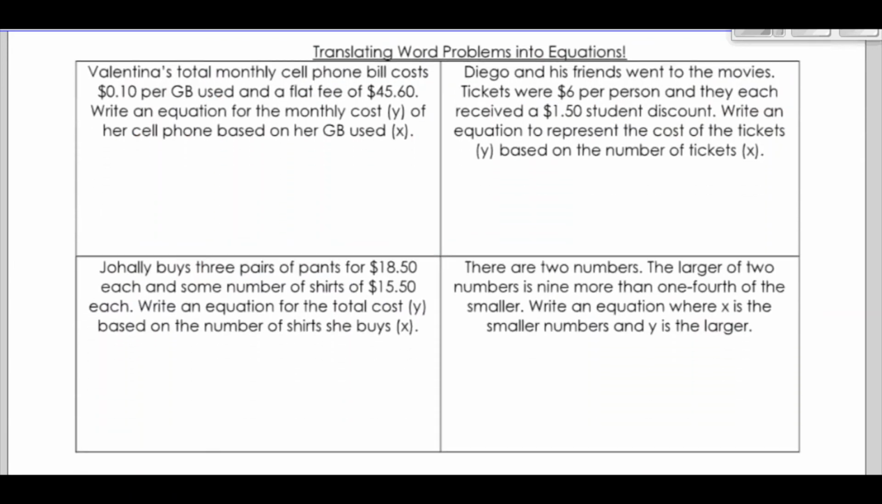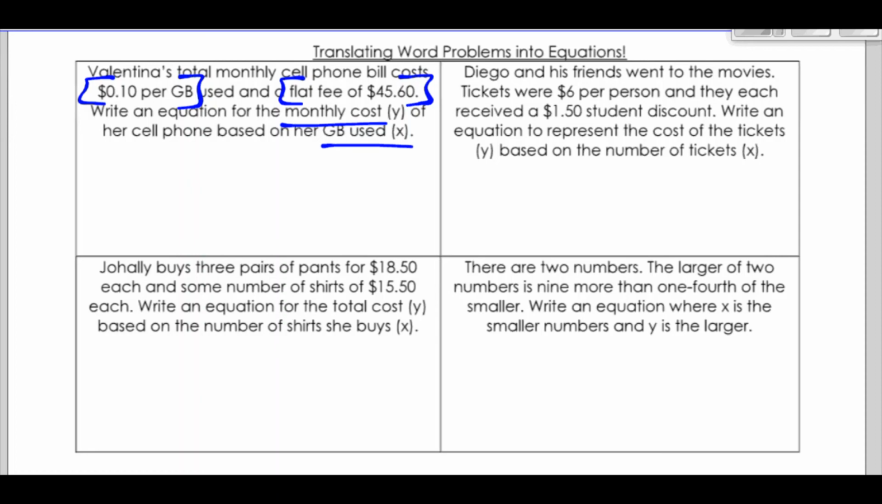Okay, so we're also going to see these, rather than just directly translating the sentence into an equation, in a word problem where you actually have to break down what that word problem is saying, pick out the key words, and write that as an equation. So Valentina's total monthly cell phone bill costs 10 cents per gigabyte used, and a flat fee of $45.60. Write an equation for the monthly cost, which is y, based on per gigabytes used, which is x.